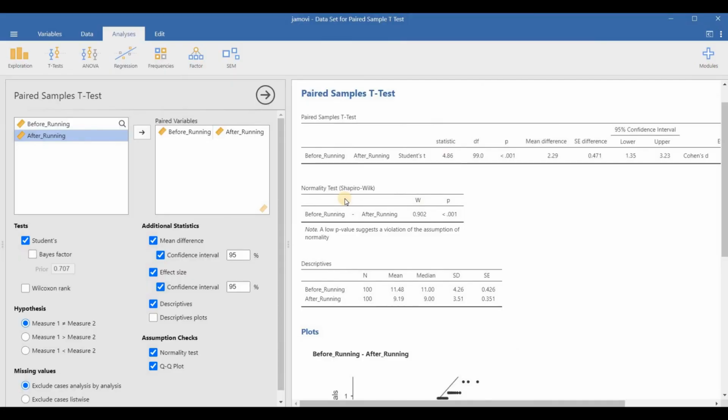So now we have reached our Jamovi again. I hope you have understood all the details regarding the paired sample t-test, because in this video we have discussed the concepts of the paired sample t-test, and practically we have also performed the same test in Jamovi.